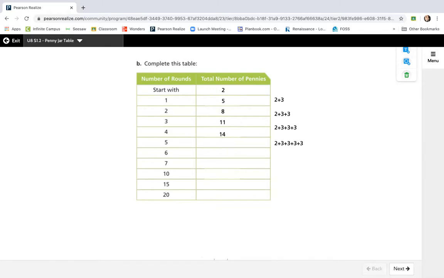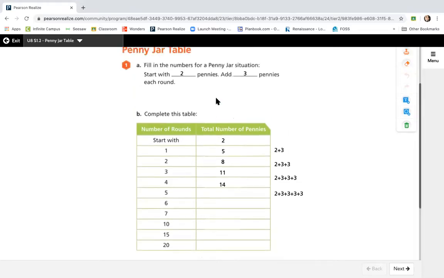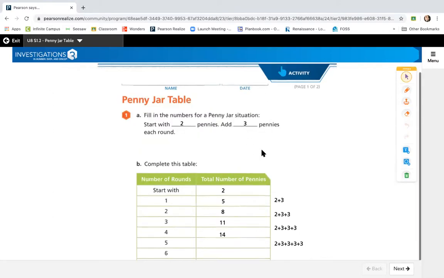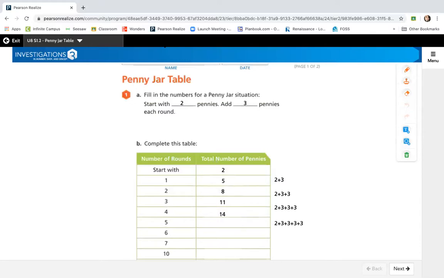So that's the tricky part that you're going to have to figure out a strategy or a rule to show how many pennies are in the jar after 10 rounds, and then after 15, and then after 20. The number of pennies that you start with up here can be any number you'd like, but you have to add more than 1 penny each round. Okay, so that's your job for today.